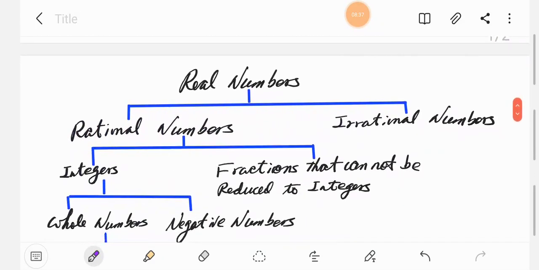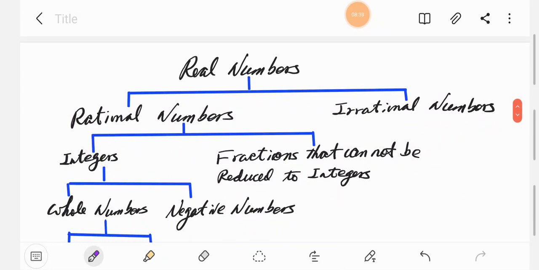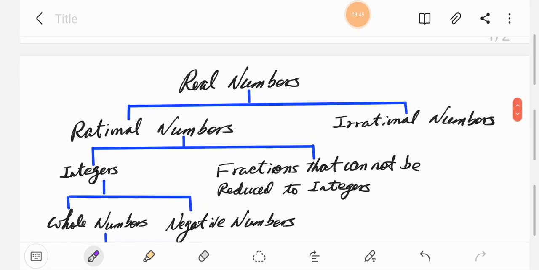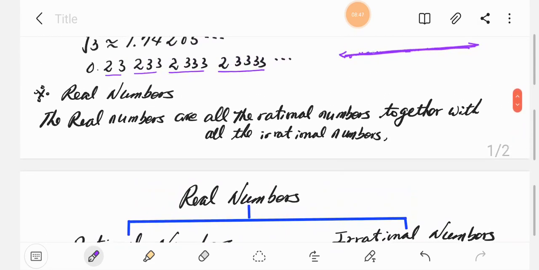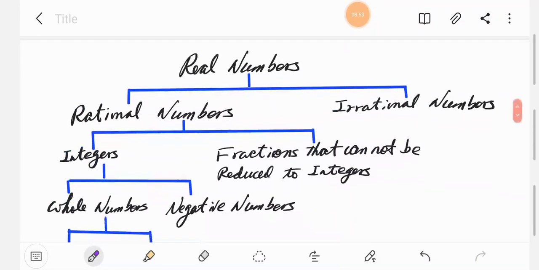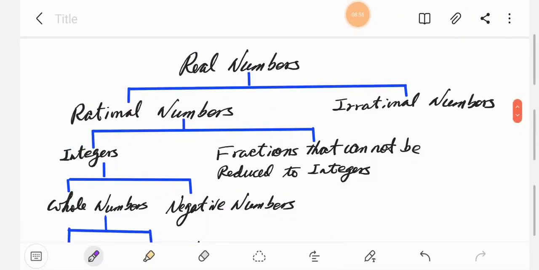So let's check. Draw a hierarchy diagram. Real numbers are the numbers on the real number line, right? And these numbers are either rational numbers or irrational numbers. Irrational numbers are very simple: they never repeat and never terminate. And rational numbers are really simple. Rational numbers are fractions, right?